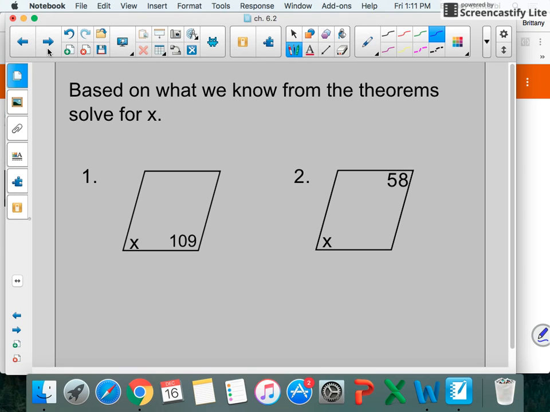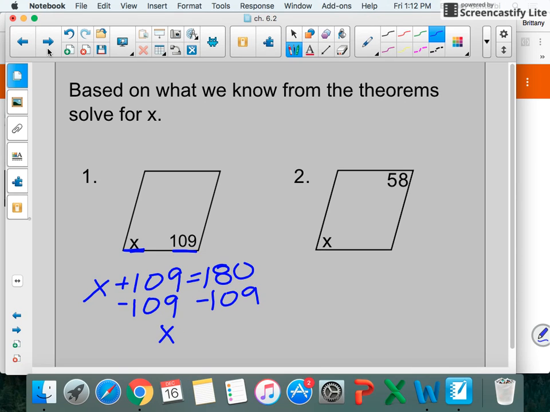So if we look here first at number 1, we have this parallelogram, and what we're given is this angle here and this angle here. Those are consecutive angles. And so what we just learned about consecutive angles in a parallelogram is that they are supplementary. So they're going to equal 180 degrees. So I'm going to set up my equation, set them equal to 180 degrees, and then solve for x. So then x will equal 71. So I have to use what I know from the theorem to set up my equation.